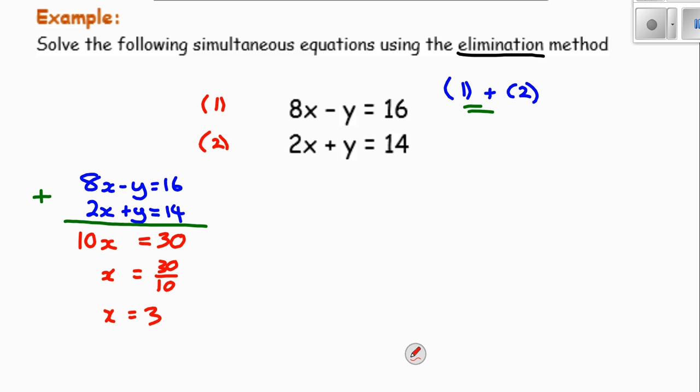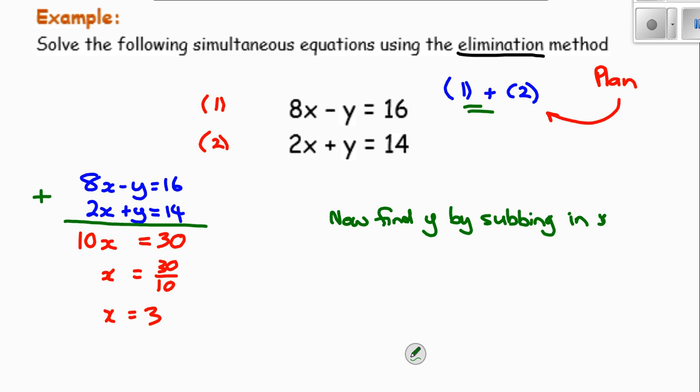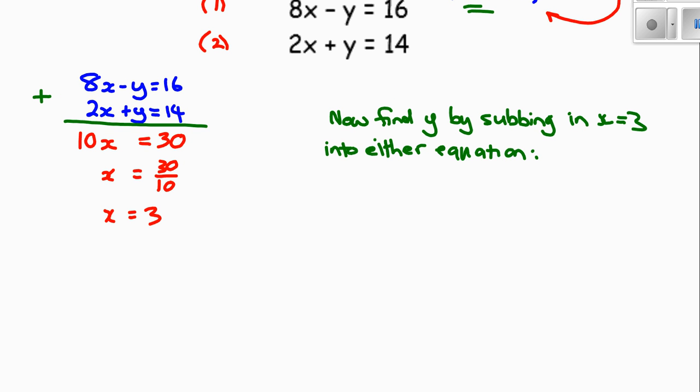So that's what we've done. Elimination's pretty easy. It's good to have your plan. Let me just remind you that this is our plan. And now what you need to do is find y by subbing in x equals 3 into either equation. Back to the original equations, of course. So that's what we're going to do now. Sorry, the board's a little bit uncalibrated. We need to see the original equations.